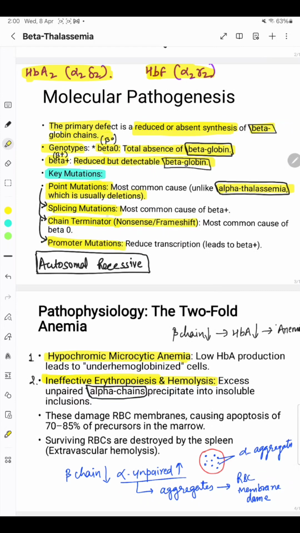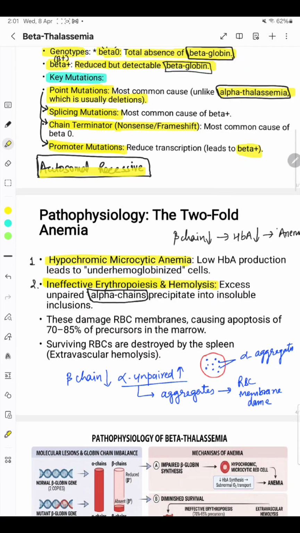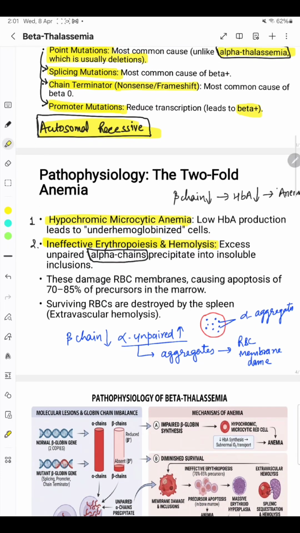Splicing mutation most commonly causes the beta plus type of genotype. Chain terminator mutation is the most common cause of the beta 0 type of genotype, and promoter mutations are seen in the beta plus type of genotype. Beta thalassemia is an autosomal recessive disease.